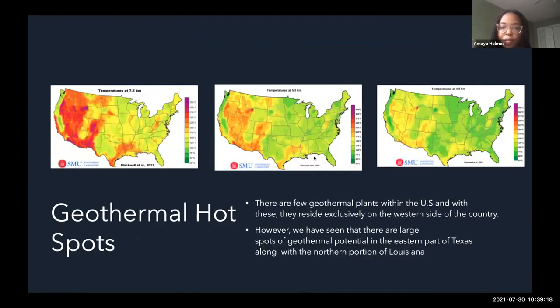There are few geothermal plants within the US, and these few reside exclusively on the western side of the country. This is primarily because the most active geothermal resources are usually found along major tectonic plate boundaries, and one of the most active geothermal areas encircles the Pacific Ocean, which is the Ring of Fire. However, we have seen that there are large spots that hold geothermal potential in the eastern part of Texas, along with the northern portion of Louisiana.